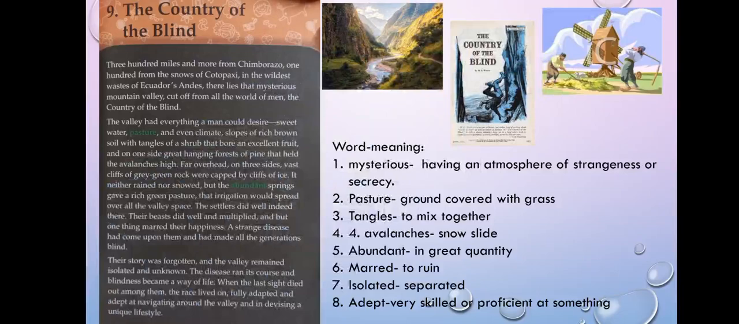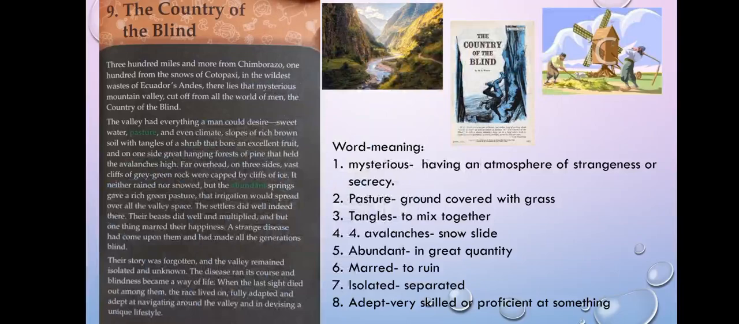For overhead, on three sides, vast cliffs of grey-green rock were capped by cliffs of ice. It was a mountainous valley, so the mountains were covered with ice. It neither rained nor snowed, but the abundant springs gave a rich green pasture. The valley was very much green with grass and green vegetation. That irrigation would spread over all the valley space.